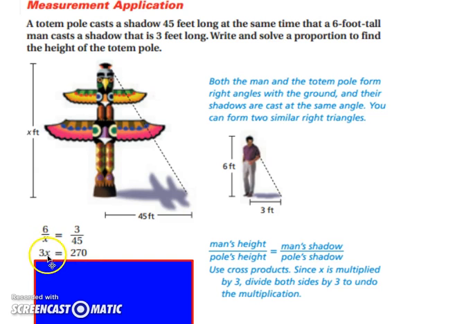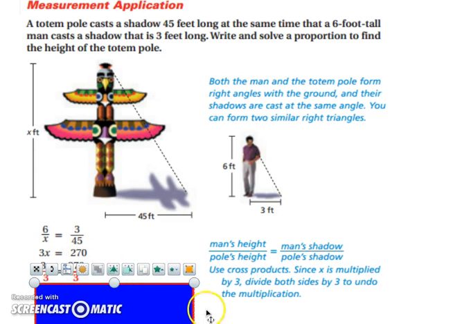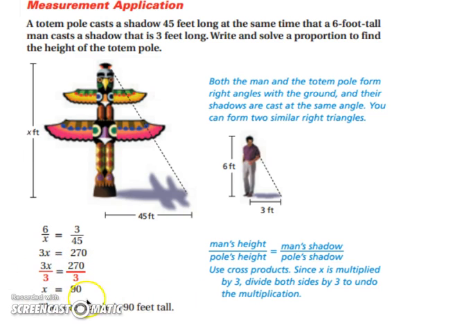Now we want to get x by itself, so we're going to divide both sides by 3. It's a one-step equation, because this says 3 times x, so the opposite of multiplying is dividing. When we divide by 3 on both sides, we end up with 90. So the totem pole is 90 feet tall. It would have been rather difficult to measure with a tape measure, but we can use similar figures to help us out. And that ends our lesson on applications of proportions.